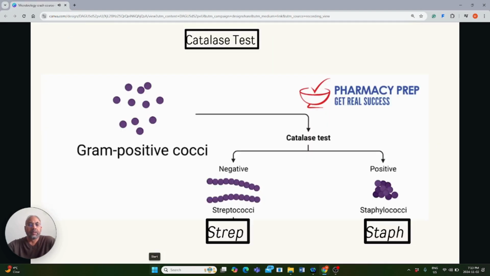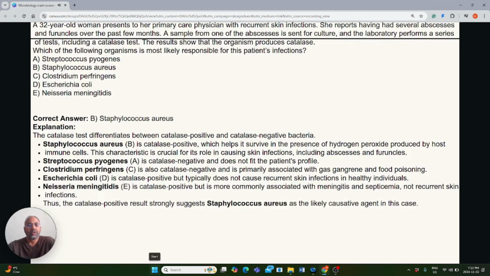Okay, so here again we have a better explanation of that. This is the catalase test. If it's negative, it is strep, and if it is positive, it is staph. Okay, so another question for us here. First, read the last line of the question. Which of the following organisms is most likely responsible for this patient's infections? Okay, so we are again talking about simple, what is the organism they want to know.